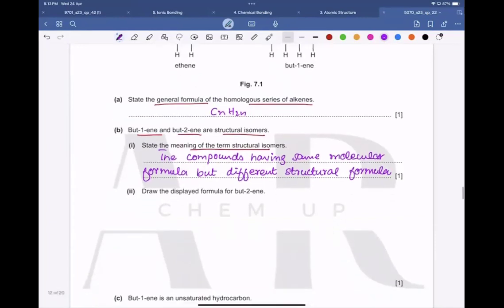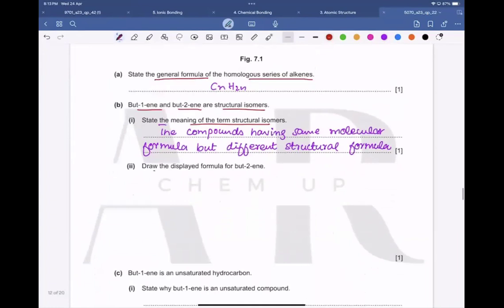Okay. Now, draw the displayed formula for but-2-ene. So you have to draw the displayed formula, and displayed formula is the one in which all of the bonds are shown. Yes, very good, Rahim. Very good, Heather. Okay. So, but means 4 carbon atoms, and 2-ene means that a double bond is between carbon 2 and carbon 3. Yes, so I'm going to draw like this.